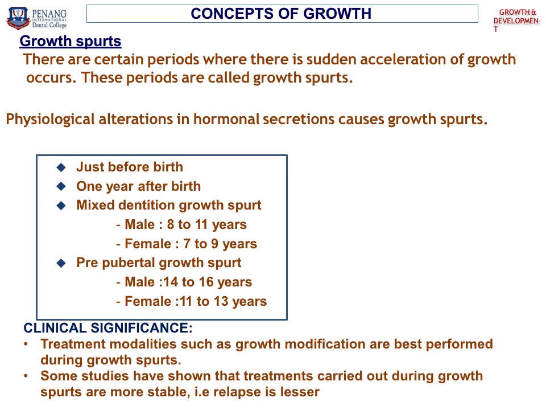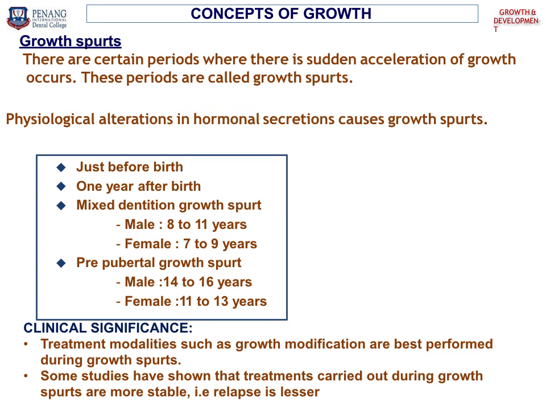So one growth spurt, or sudden increase in the growth, happens just before birth. We are not going to alter that because it's not in our hands. So we'll be concerned about the growth spurt happening 1 year after birth, a mixed dentition growth spurt and a prepubertal growth spurt. Please note the timings between males and females. Each growth spurt is generally expected to happen first in females, followed by the males.